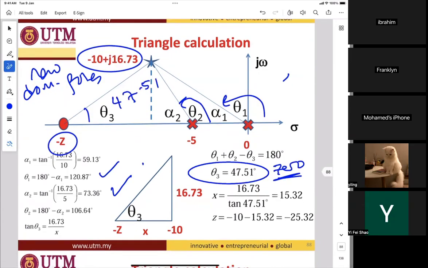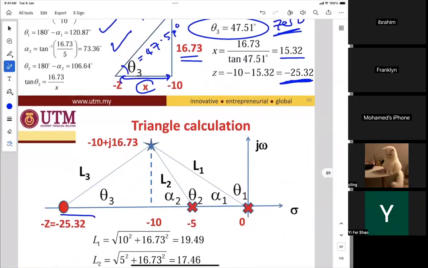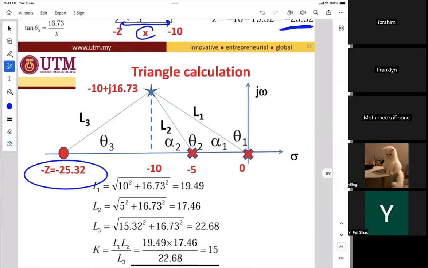Okay, then we calculate using the triangle. This is your theta 3, 47.51, sorry. So this is 16.73, the height, and the distance between zero and -10. The real part of the dominant pole is assumed as x. Calculate x. X is 15.32. So the distance of minus z is at 25.32. So this is the new zero. The new zero is minus 25.32.